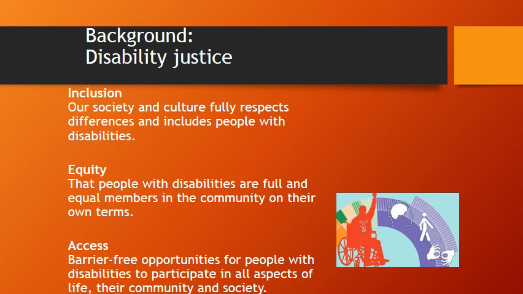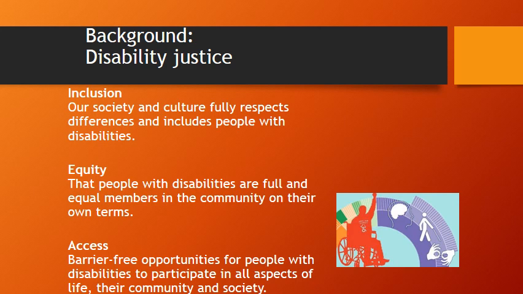So disability justice is a social movement that has been mostly built by disabled people of color. It is based around three major ideas: inclusion, equity, and access. So inclusion is full respect of differences and inclusion of people with disabilities at every level, not just in a basic way. Equity, the people with disabilities are full and equal members in the community on their own terms. So not just within the able-bodied neurotypical approach, but overall on their own terms.